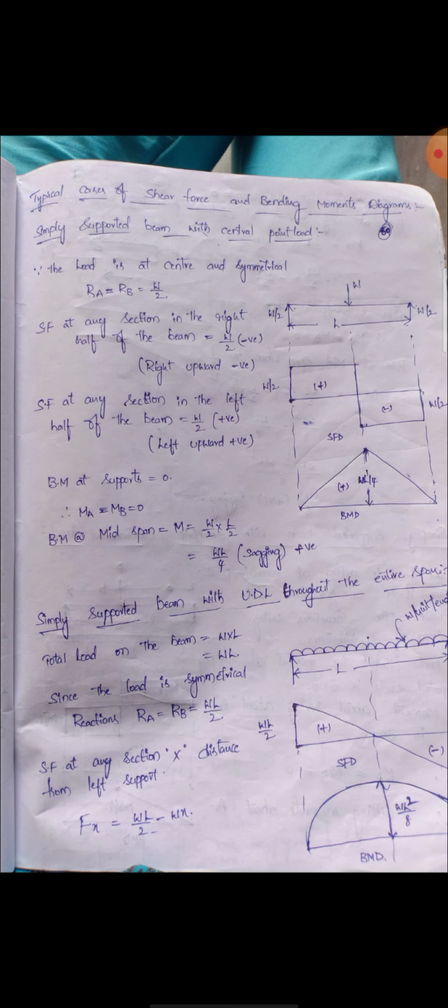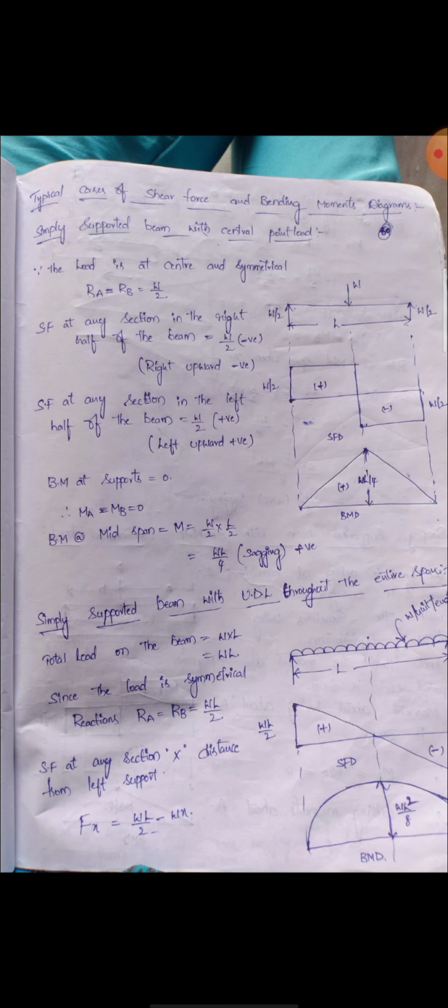So for a simply supported beam, the load variation is taken at the center of gravity. So M equals W by 2 into L by 2, since the load acts at the center, that is equal to WL by 4. Here the bending moment is positive, so it is taken as a sagging bending moment.